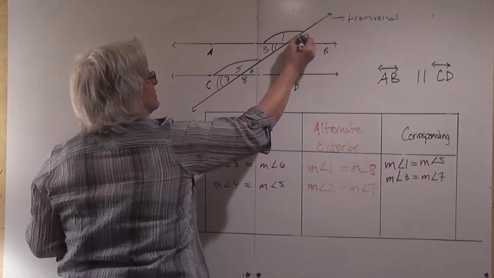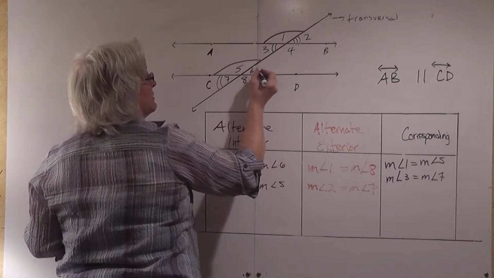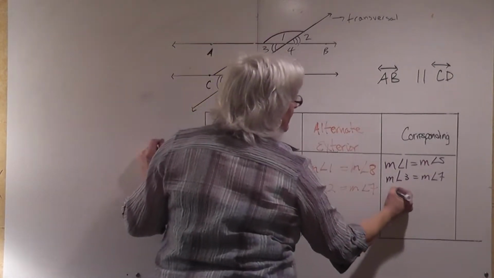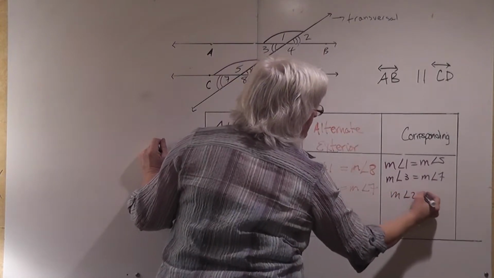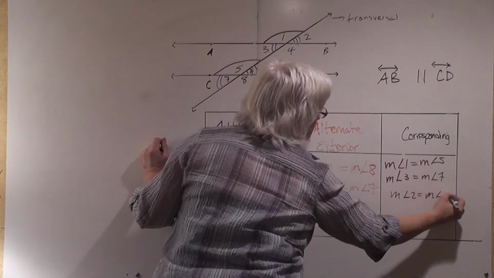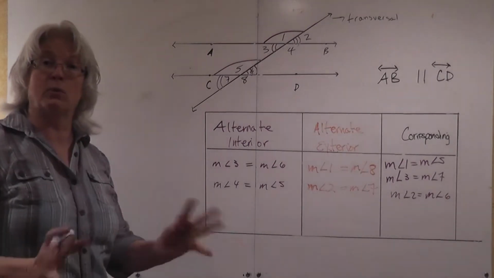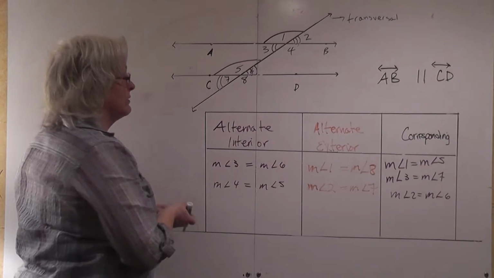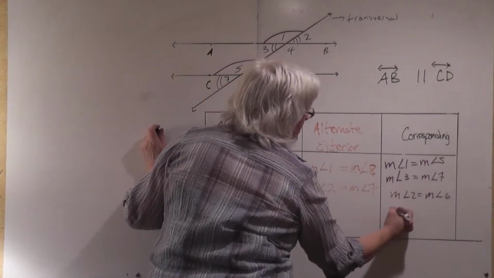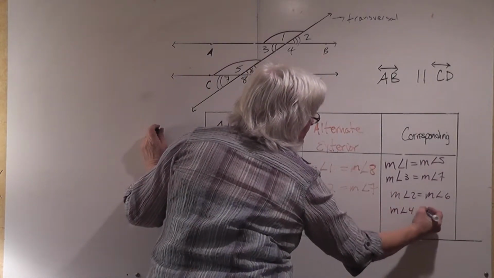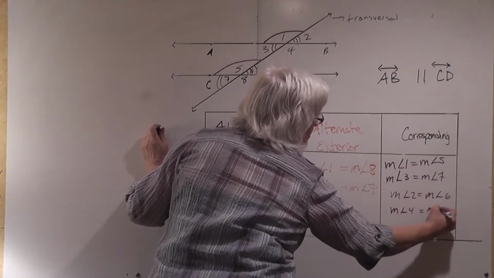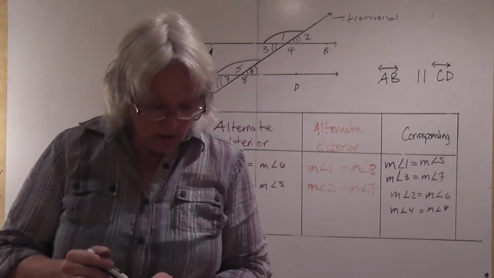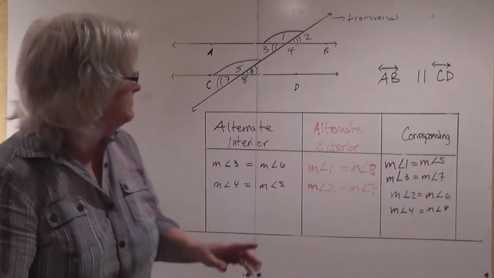Angle 2 and angle 6. You have the measure of angle 2 is the same as the measure of angle 6. And what's our fourth pair of corresponding angles? Angle 4 and angle 8. Measure of angle 4 is the same as the measure of angle 8.